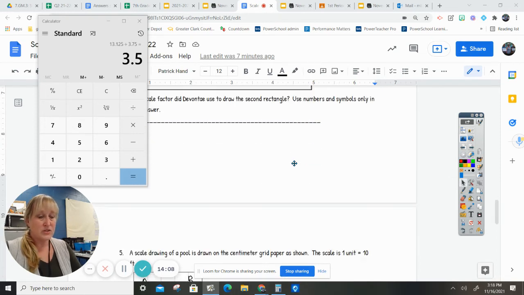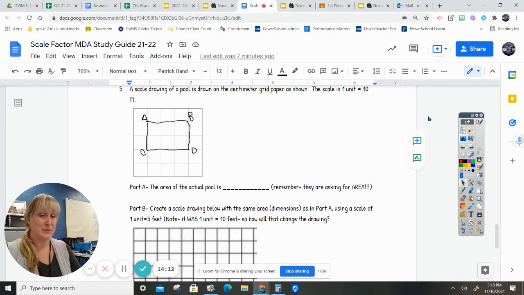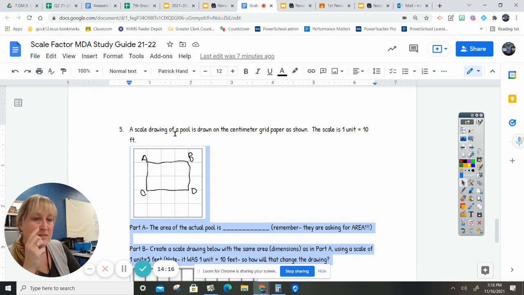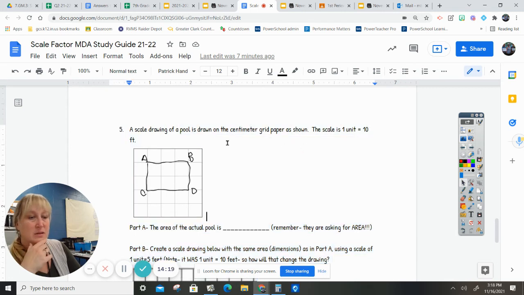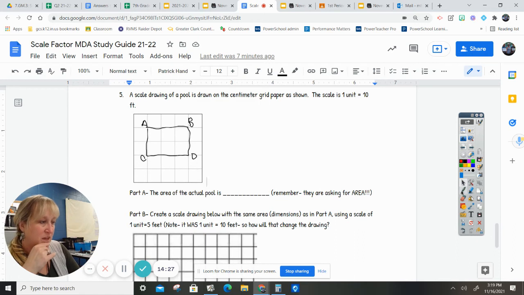We are going to move on to the last problem. All right, let's see how this goes. And yes, you will be drawing on performance matters. A scale drawing of a pool is drawn in the centimeter grid paper as shown. The scale unit is 1 unit equals 10 feet. So this is 3 units, this is 2 units, this is 3 units, this is 2 units. The area of the actual pool is blank.